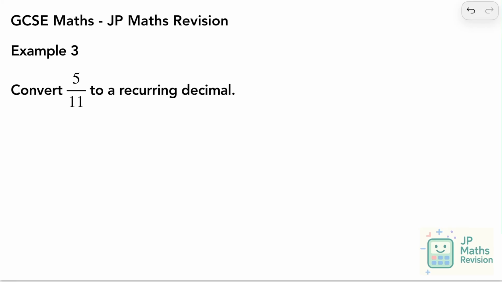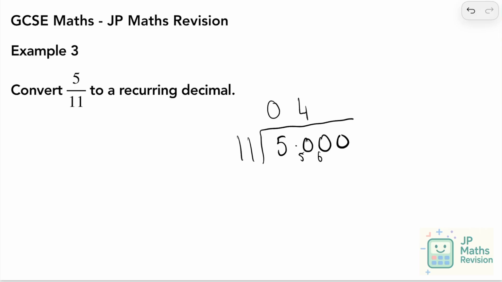Here's another example. This time we have 5 over 11. Again, I'm going to draw a bus stop. So 11 and then I'm going to put a 5 with a bunch of zeros. 11 into 5 is 0, remainder 5. 11 into 50 is 4, remainder 6. 11 into 60 is 5, remainder 5. 11 into 50 is 4, remainder 6 again. Again, you can see a pattern emerging here. So the answer to this one is 0.45 recurring.